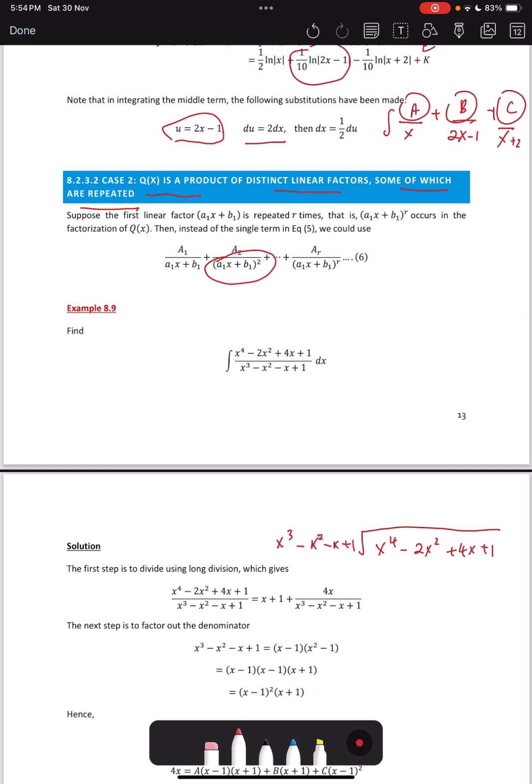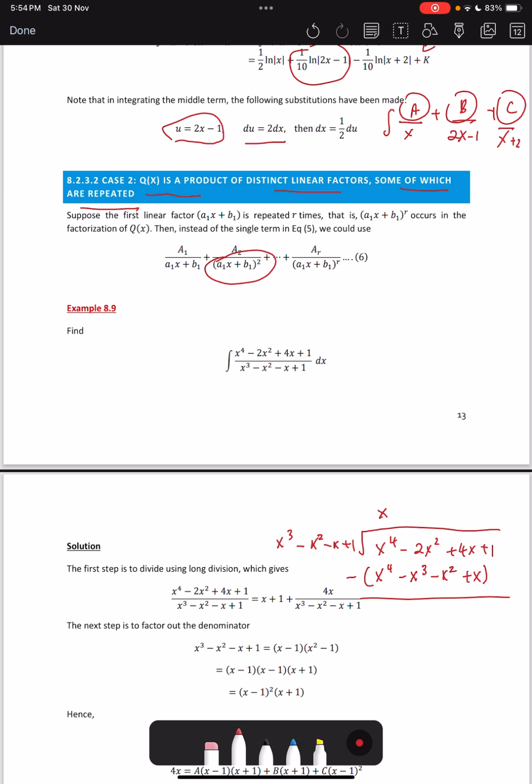In order for me to get the x to the power of 4 here, I have to multiply by x, right? So x multiplied by x to the power of 3, I get x to the power of 4. x multiplied by negative x squared, I get negative x cubed. x multiplied by negative x, I get negative x squared. And then plus x, negative. Okay, so x to the power of 4 minus x to the power of 4, you get 0.